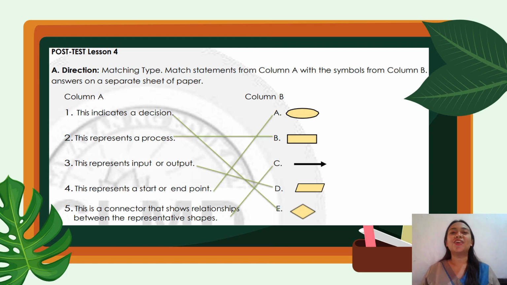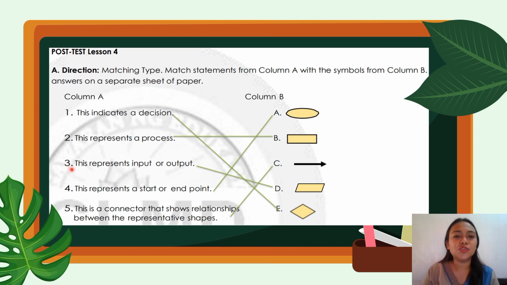Okay, so this is the answer for this part. So this indicates a decision. The answer for this is letter E. So yung diamond shape natin dyan. Well, for number 2, this represents a process. The answer here is letter B, yung rectangular box natin.